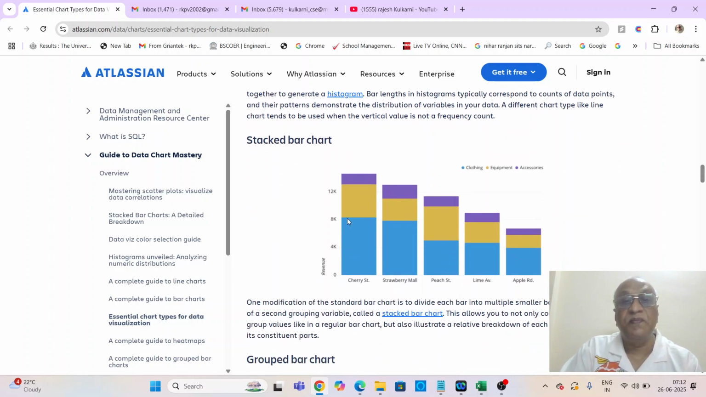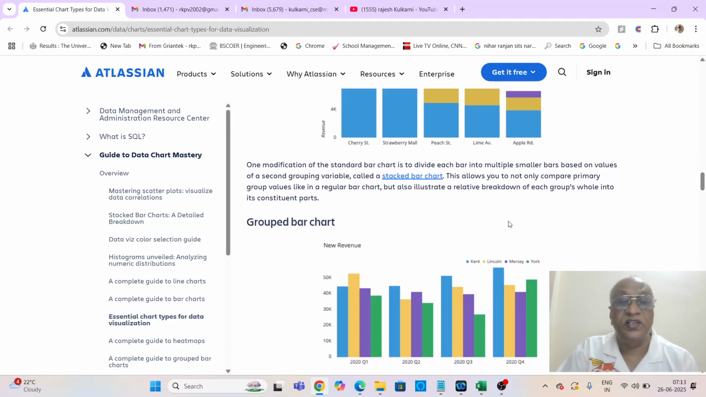You see here a stacked bar chart, right? These are modifications of normal bar charts, where you have stacks, smaller bars, for subgrouping. You can see this bar chart is for showing the revenue at different locations. And now the subdivisions indicate whether it is for clothing or equipment or accessories.